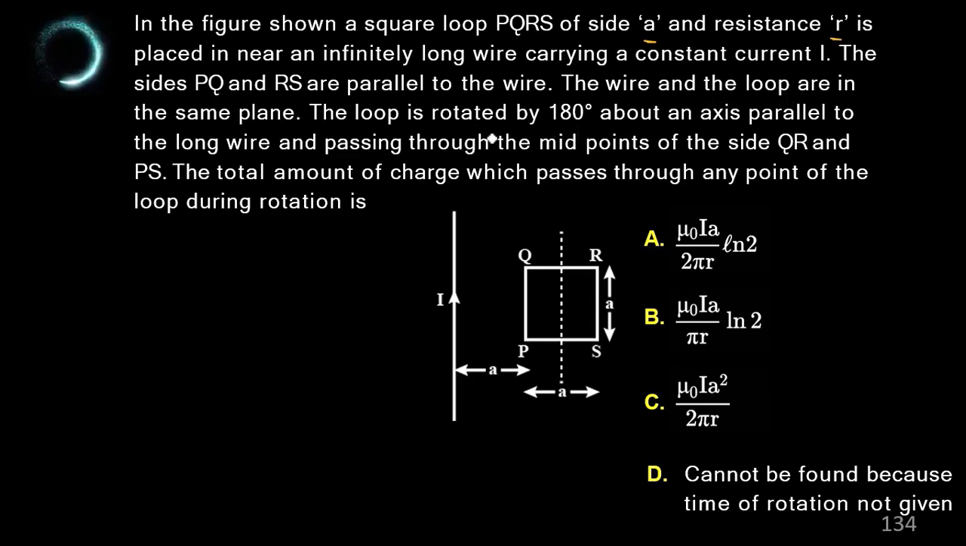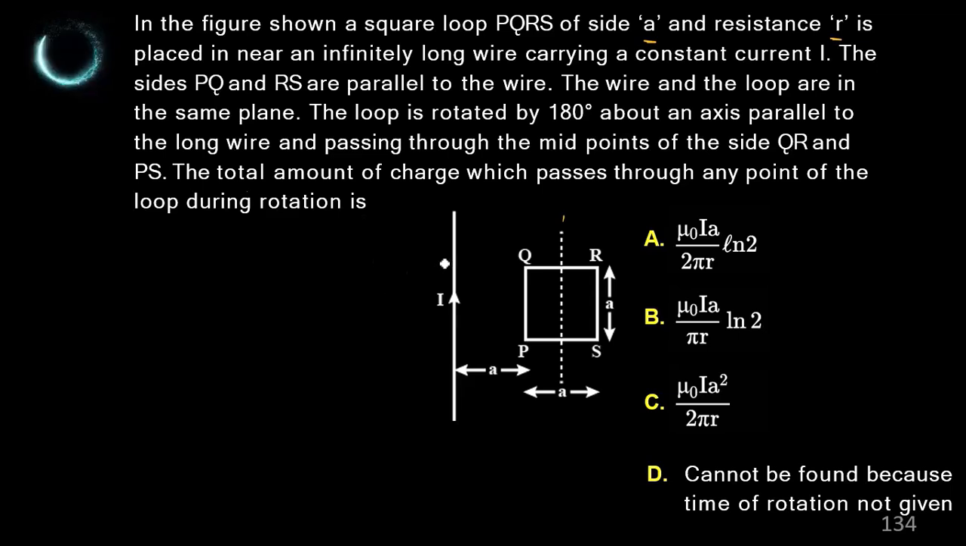The loop is rotated by 180 degrees about an axis parallel to the long wire and passing through the midpoints of the sides QR and PS. So QR and PS mean about this axis, this vertical axis. Find the total amount of charge which passes through any point of the loop during the rotation.